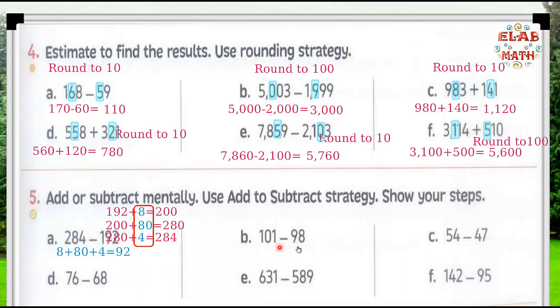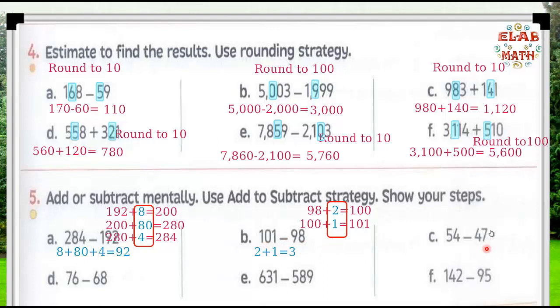Next one, take the subtrahend and count up to reach the minuend. Here I have 98 plus 2 equals 100. Here I have 101, so you should add one more to 100. 100 plus 1 equals 101. Make addition here between 2 and 1. 2 plus 1 equals 3, so the difference between the two numbers here equals 3.